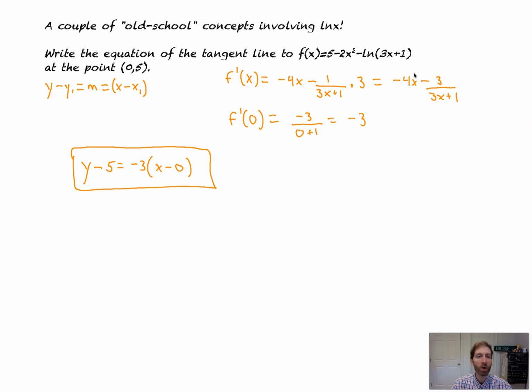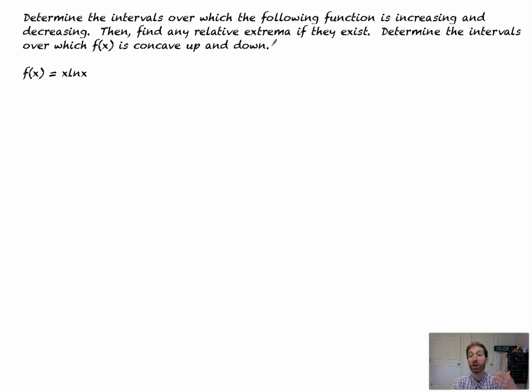Okay, so got another part to the video. Like I said in the beginning, we're going to be going over how to find where a function's increasing and decreasing. It says determine the intervals over which the following function is increasing or decreasing. Then find any relative extrema. Then determine the intervals over which f of x is concave up and down. So we're going to be doing a lot, basically going through a tour of a lot of what we did earlier with derivatives. It's not bad though.